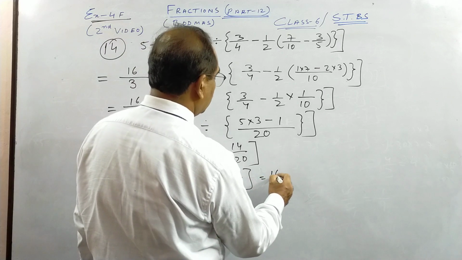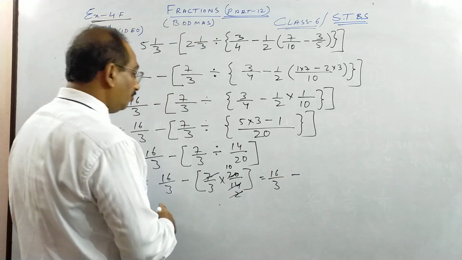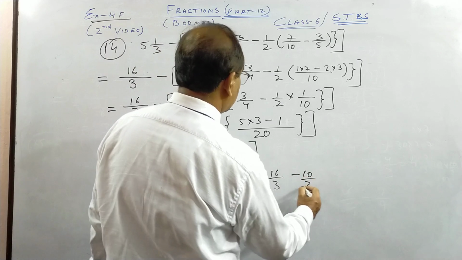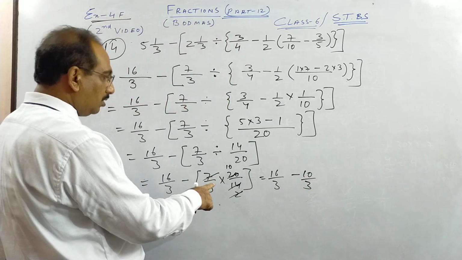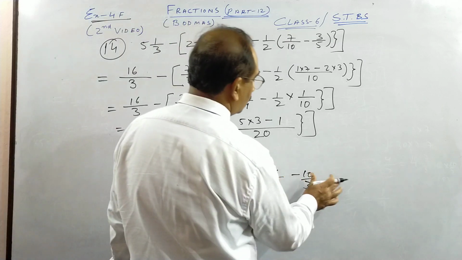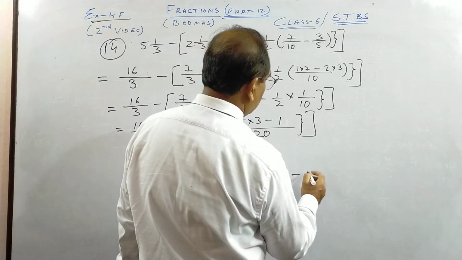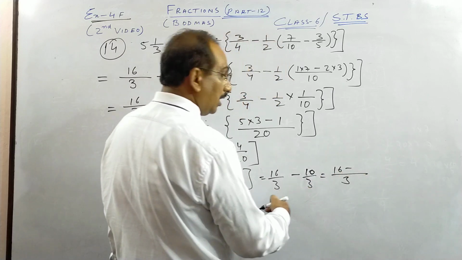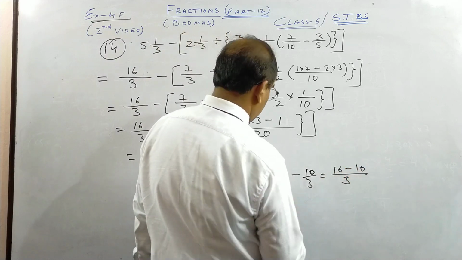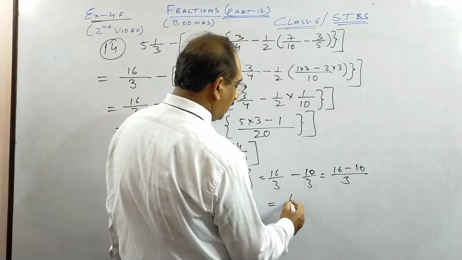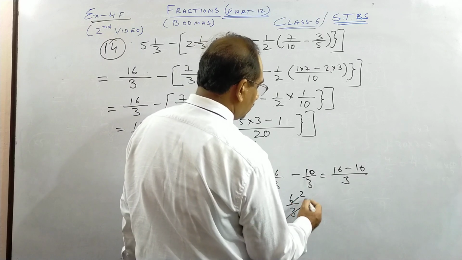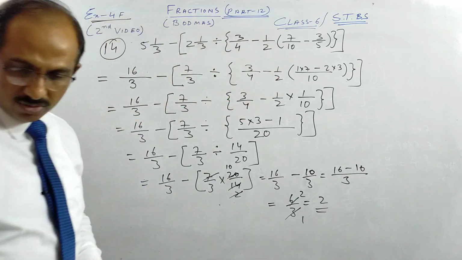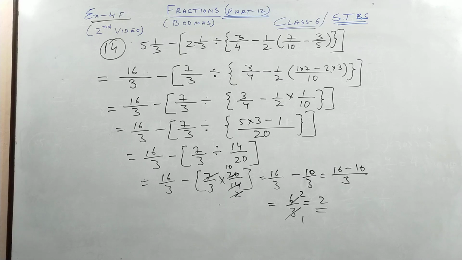So finally we get 16 by 3 minus 10 by 3. So here I have got 10 by 3 left. So 16 by 3 minus 10 by 3, LCM is 3. When it's a like fraction, denominator is same, your numerator you subtract, we get 6 by 3, which is 2. So finally when you solve this big question, you get answer as 2.